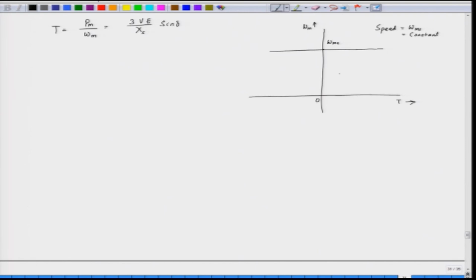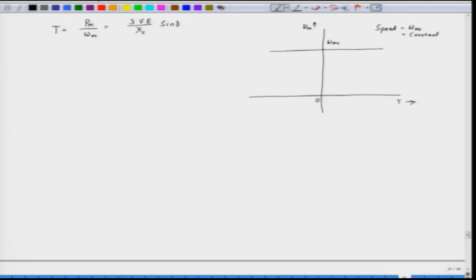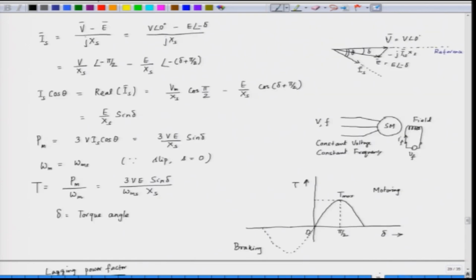So, the motor speed is constant here because we are supplying the motor from a constant frequency source. This is not a variable speed operation. When we use a synchronous motor from a constant frequency source, the speed of the motor remains constant. So, this is a constant speed motor and the torque can be either positive or negative, as we have already seen.